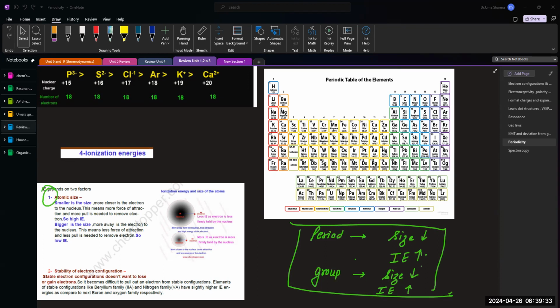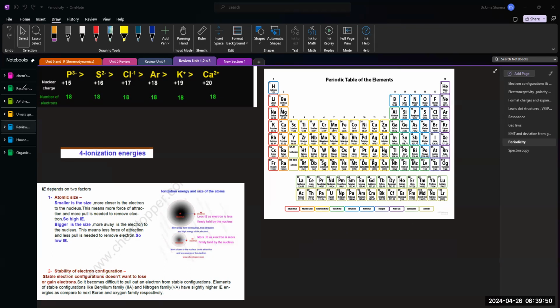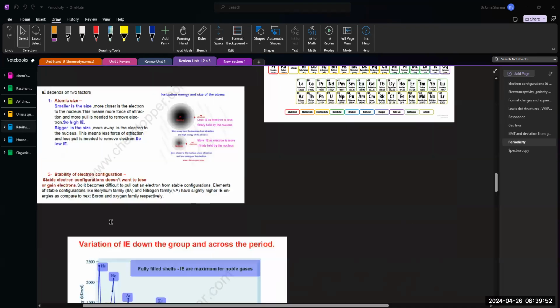Factor 1. Second factor is electron configuration. Stability of electron configuration. It's written here. It's factor 2. It's there in the notes also. Stability of electron configuration. Which electron configurations are stable? Fully filled and exactly half filled and noble gases.